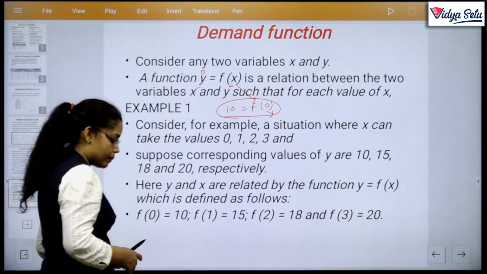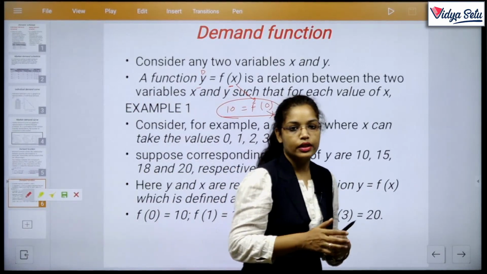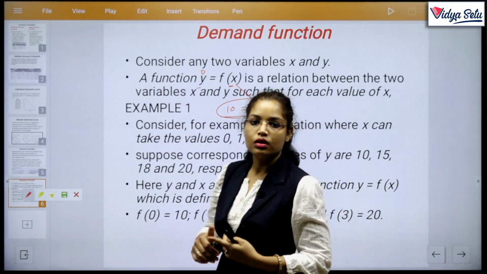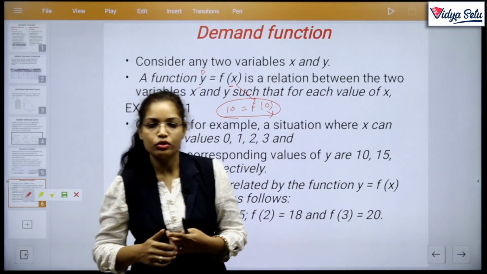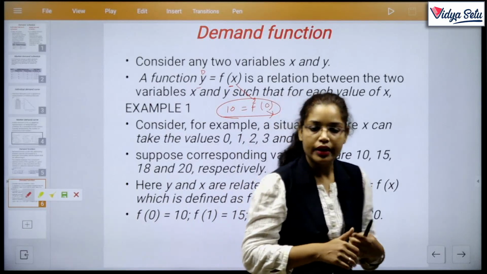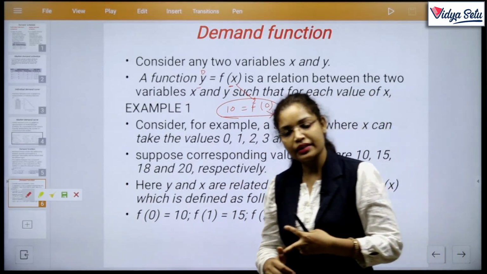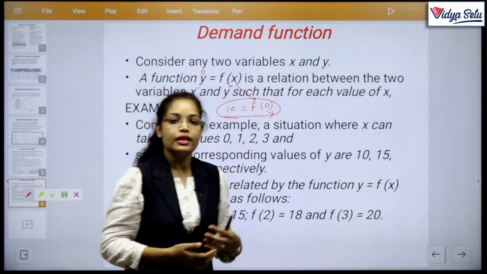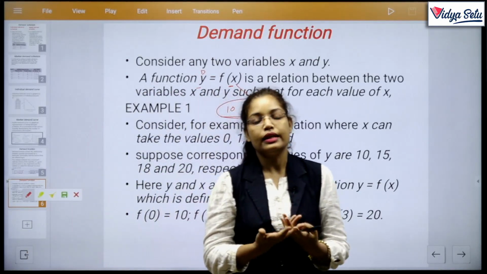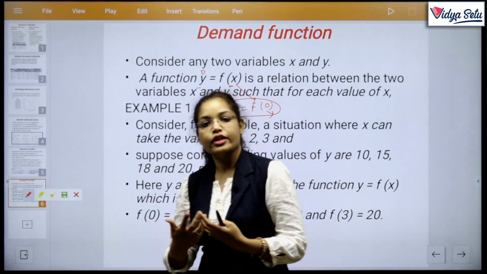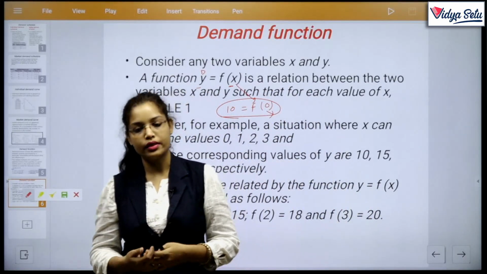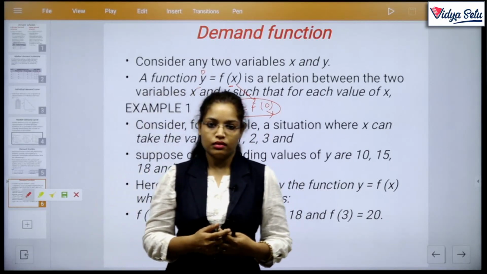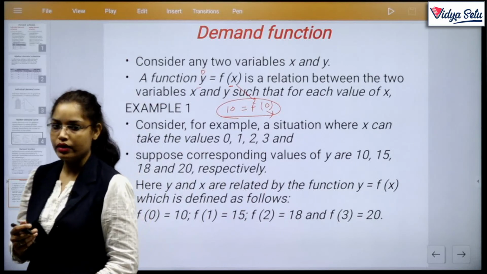Okay. This covered the individual demand schedule, market demand schedule, individual demand curve, market demand curve, and the demand function. In the next class, we will discuss the law of demand and expansion, contraction, and change in quantity demanded. So, thank you. We will meet in our next class.